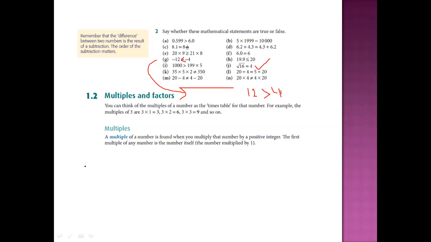So, multiples and factors. You can think of the multiples of a number as a times table. For example, 4 is how many times 2? Exactly 2 times 2. And for example, the multiples of 3. 3 is how many times 3? Exactly 1 times. Or 3 is how many times 1? Exactly 3. And 6 is 3 times 2. So here, as you see, 6 is 2 times 3. And after that, you will take 9, and 9 is 3 times 3, or 9 times 1 is 9.